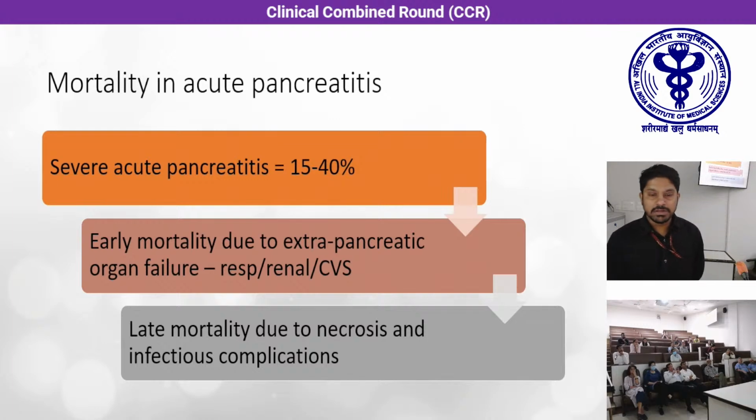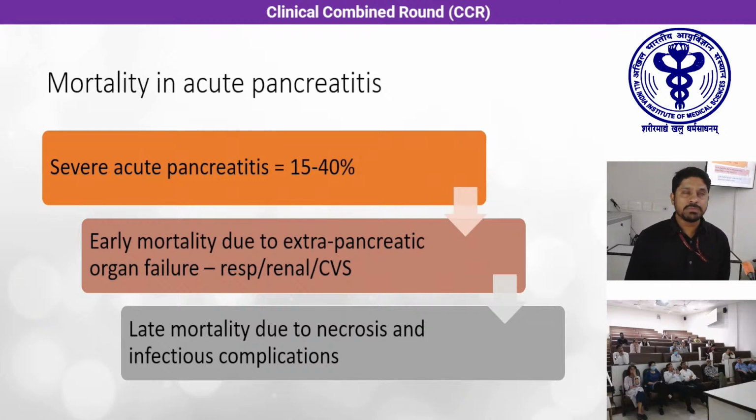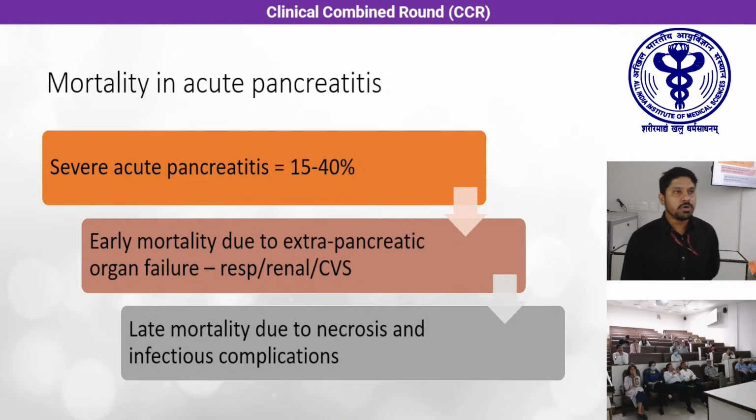The reported mortality with severe acute pancreatitis is about 15 to 40%, and the early mortality is due to extrapancreatic organ failure. This includes respiratory failure, renal failure, and cardiovascular failure. Late mortality in pancreatitis is because of necrosis and infectious complications.